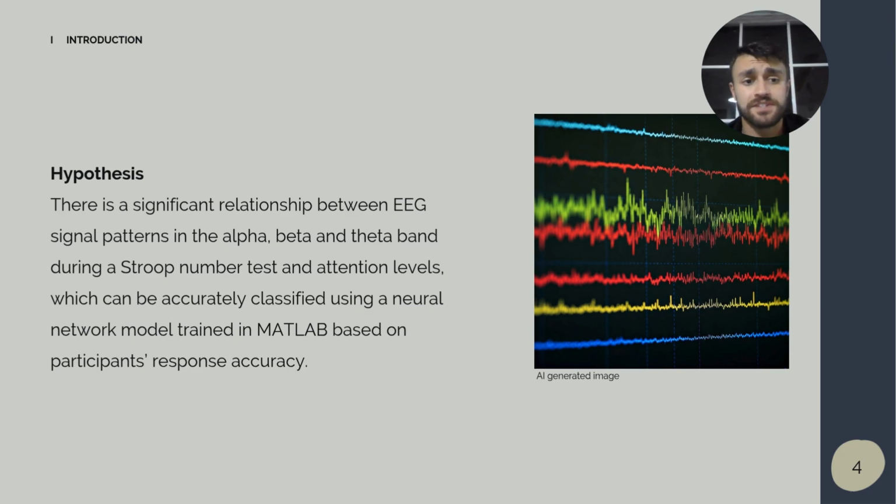Our hypothesis is that there is a significant relationship between the EEG signal patterns in the alpha, beta, and theta band during a Stroop numbers test and the attention levels. We think that using a neural network model trained in MATLAB based on the participant's response accuracy can help us to accurately classify these attention levels.